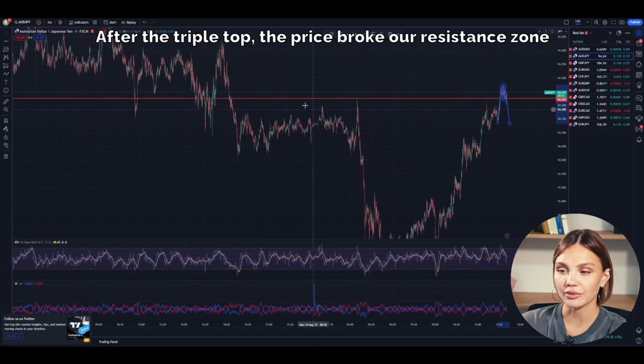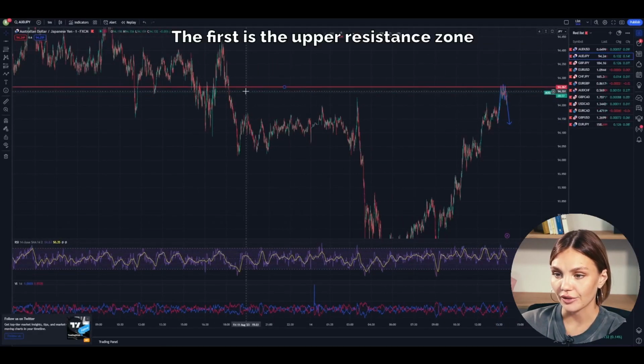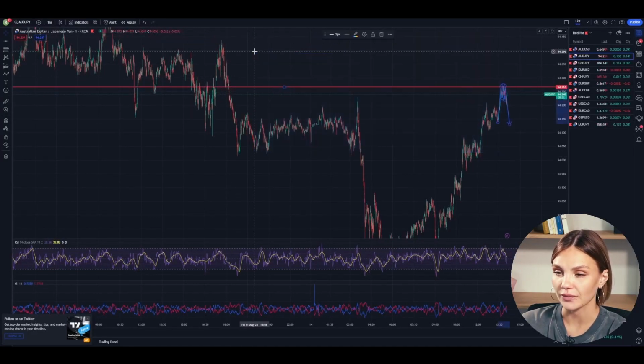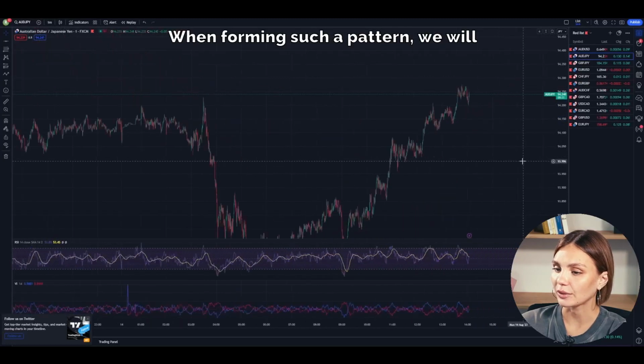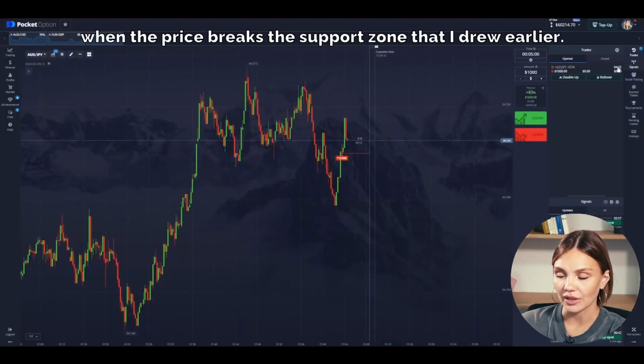After the triple top, the price broke our resistance zone and also established two new zones. The first is the upper resistance zone, and the second is the lower support zone. When forming such a pattern, we will enter a trade for a downward movement when the price breaks the support zone that I drew earlier.